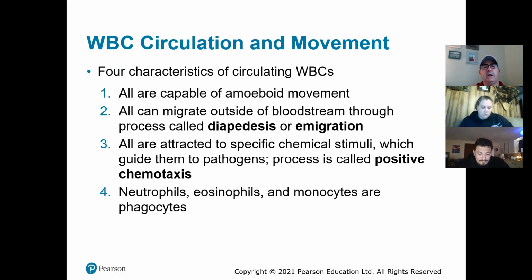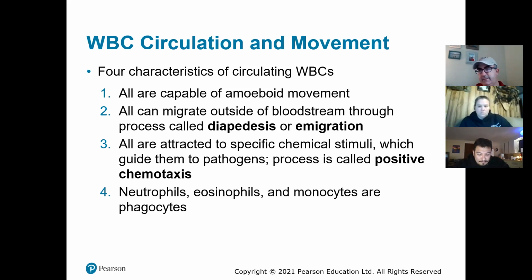So how do the white blood cells circulate and move? They all can move kind of like an amoeba moves. They stretch out and follow the stretched pattern. All of them can migrate outside the bloodstream, so a lot of them can get into your tissues. They can get out of your bloodstream. All are attracted to specific chemical stimuli.